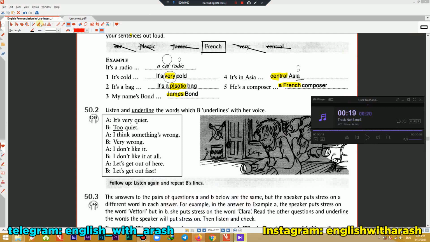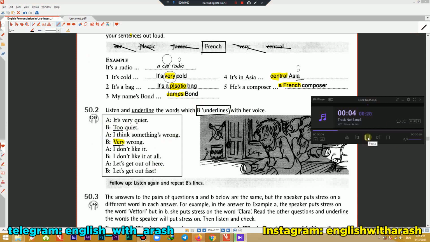Okay, so too quiet. Quiet is we don't want A, we just want B. Okay, so I think something is wrong, and B says very wrong, so we have to underline very. And the question says just underline B's sentences, not A's sentences.